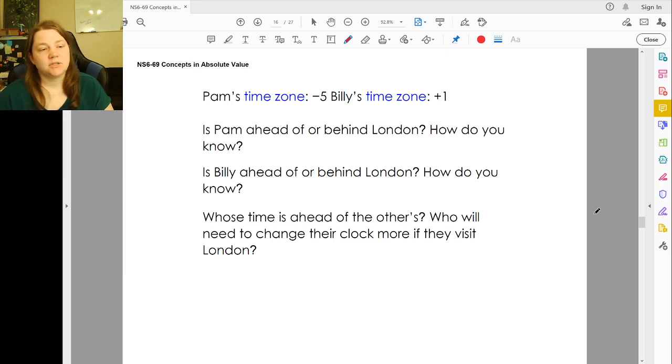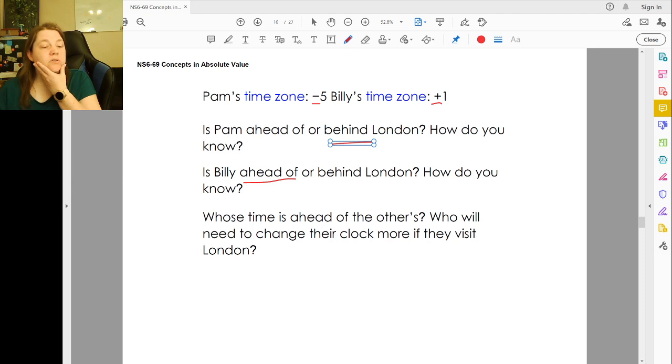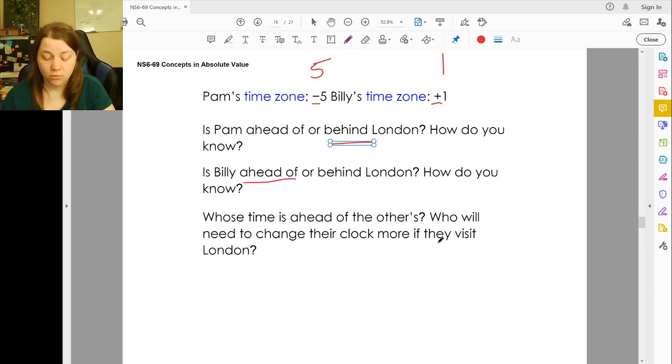So, if Pam's time zone is -5 and Billy's time zone is +1, we know that Pam is behind London because of the negative sign. Billy is ahead of London because of the positive sign. Whose time is ahead of each other's? Billy is going to be farther ahead than Pam. If they both visit London, Billy only has to change his clock by 1 hour. Pam has to change their clock by 5 hours. So Pam will have to change more of the clock because they are further away.